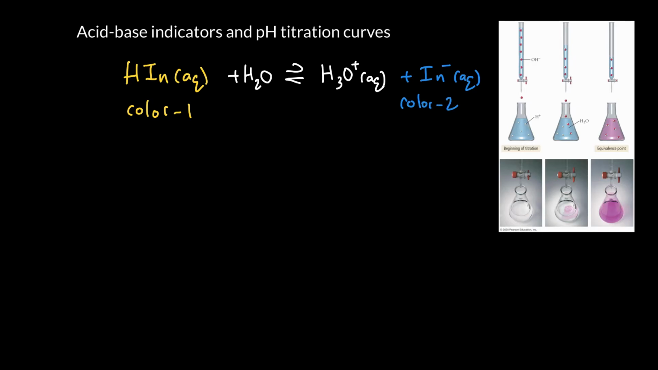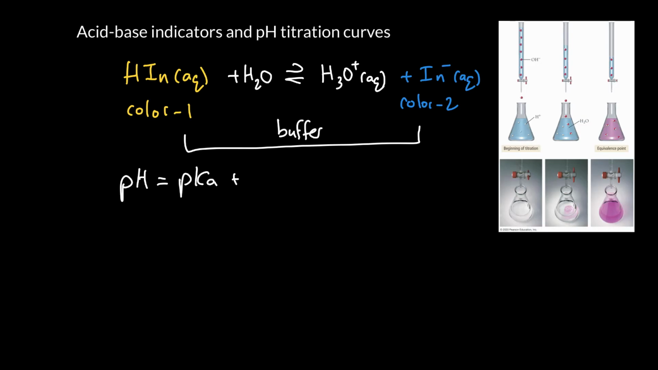So you can see that what we have here are two different forms with two different colors. If we have both this and this present, then we have ourselves what we call a buffer. Do you remember the equation we use for buffers? Yeah, of course you do, right? It is the Henderson-Hasselbalch equation. So pH is pKa for our indicator plus the log of the base to the acid form. The base here would be In-, and the acid would be HIn. So we've got something that looks like that.